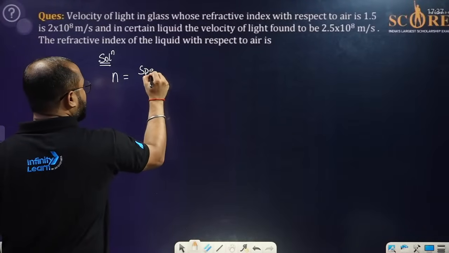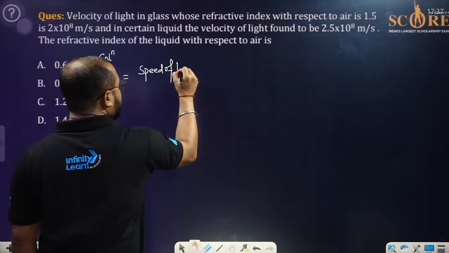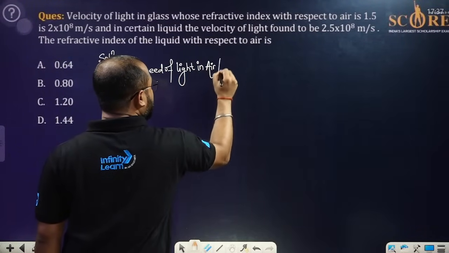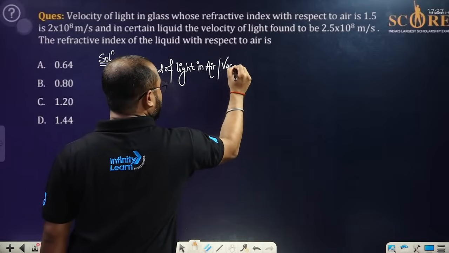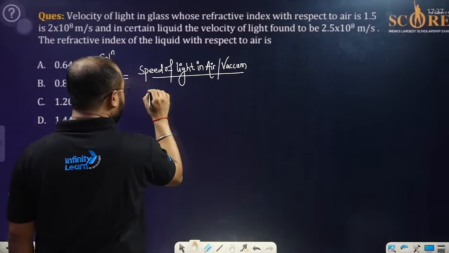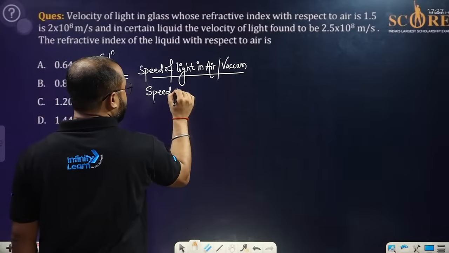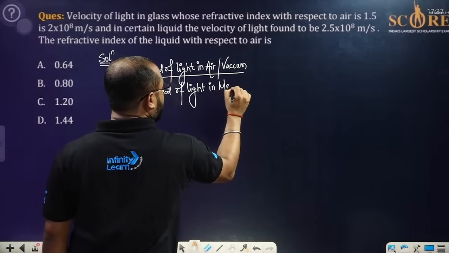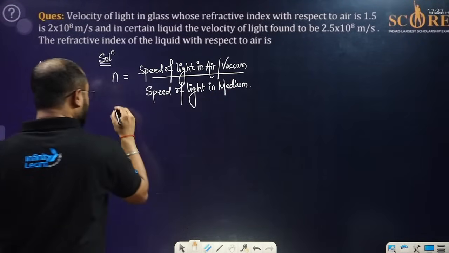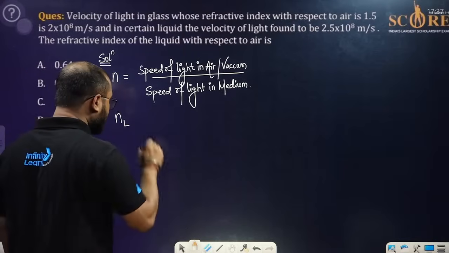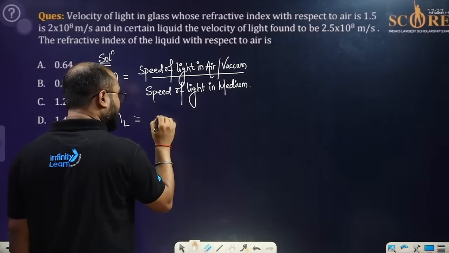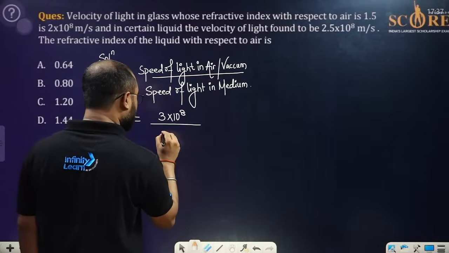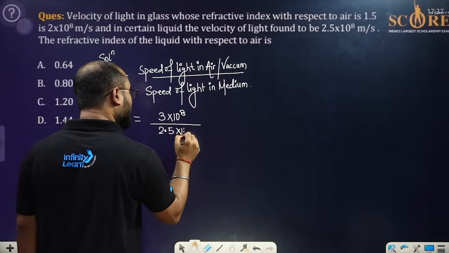speed of light in air/vacuum, everyone, whole divided by the speed of light in a medium. So we have to find out the refractive index in the liquid. Speed of light in air, that is 3 into 10 to the power 8, divided by the speed of light in the medium, that is given to us, that is 2.5 into 10 to the power 8.